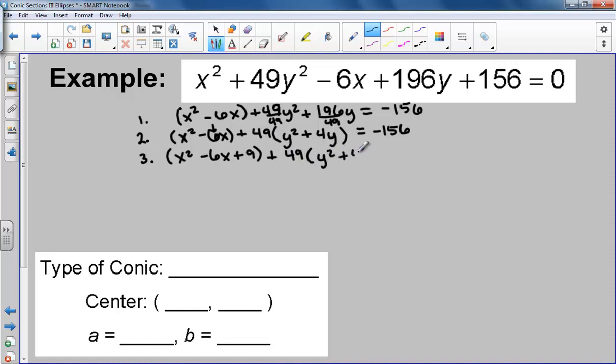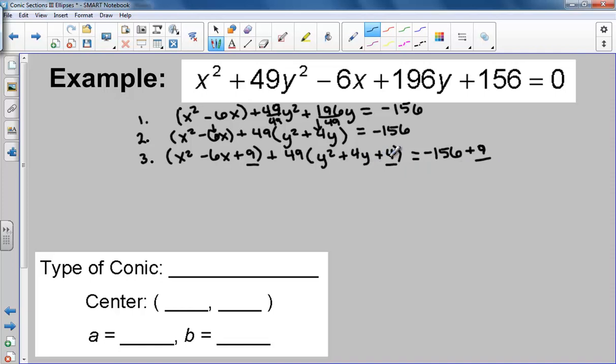Y squared plus 4y, and so that's my b value here. So 4 divided by 2 is 2, and 2 squared is 4. So that is 4 right there. So this is the b over 2 squared, this is b over 2 squared, equals negative 156. Now here's where you've got to be a little careful of what you're doing. Over here, all I added was 9, so I'm adding 9 here.